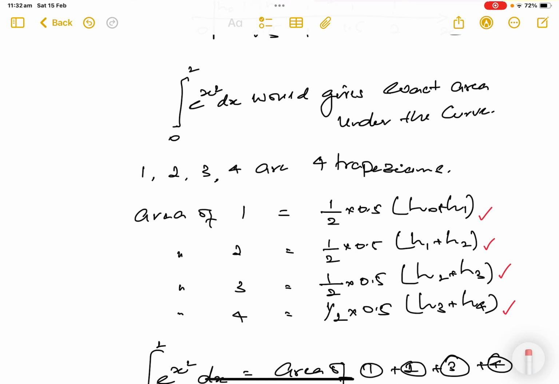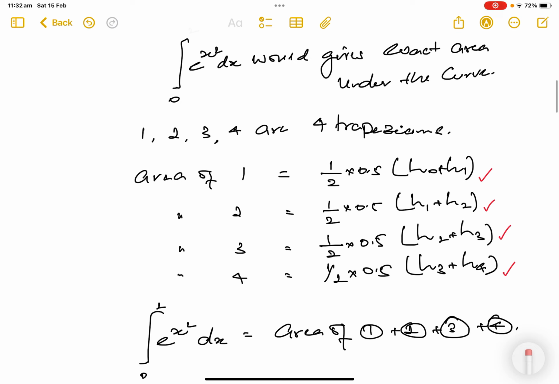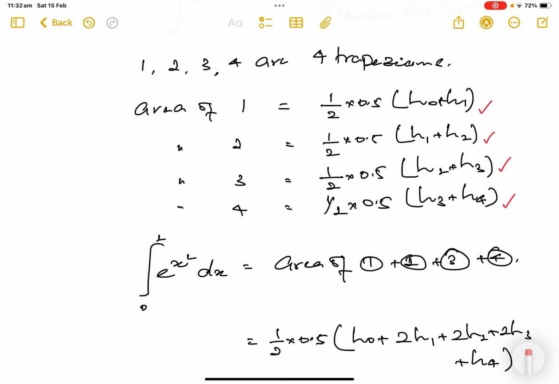It's the answer for the integral from 0 to 2 of e to the power x squared dx, but not the exact answer, close enough. Normally the integral will give you the exact value. So we need to find these 1, 2, 3, 4 trapeziums and find the area of a trapezium. It's just half times the addition of the parallel sides, times the perpendicular distance between the parallel sides.